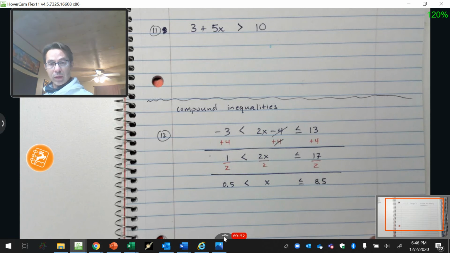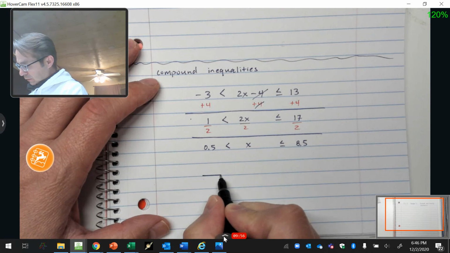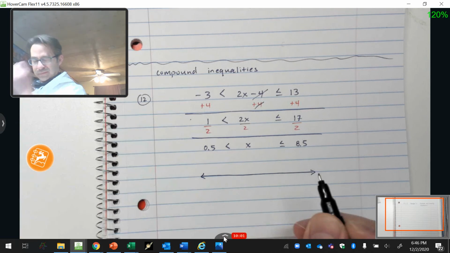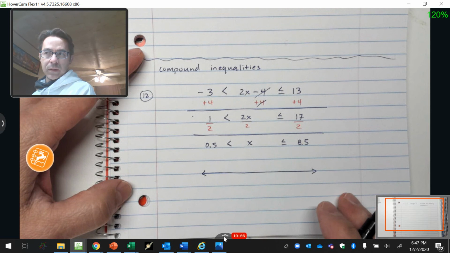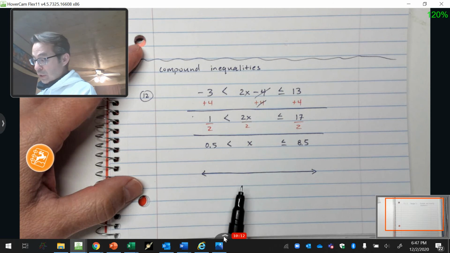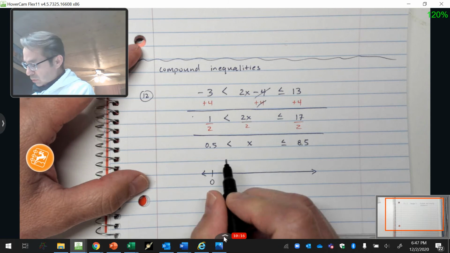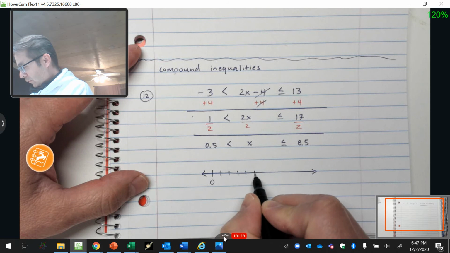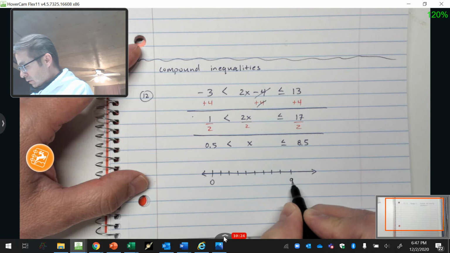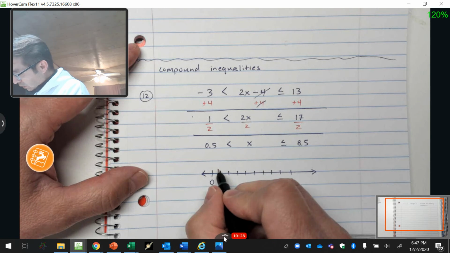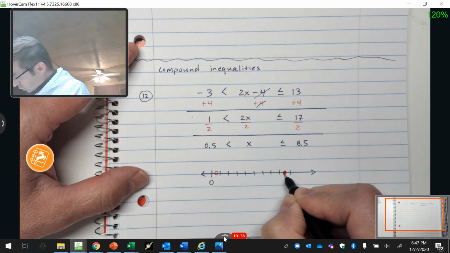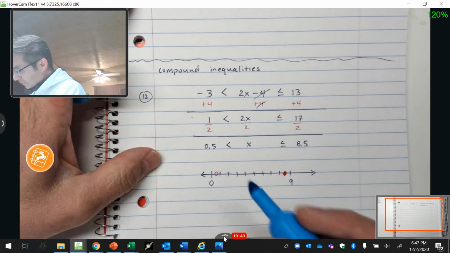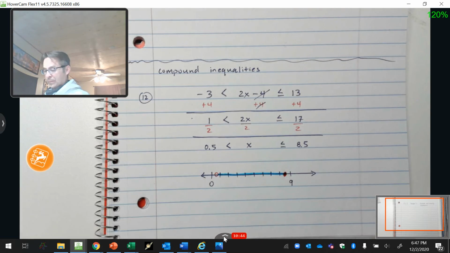Okay, these you do have to graph, because I definitely want to make sure you know how to graph these. When you graph, generally, you only use integers on your number line. So 0, 1, 2, 3, 4, 5, 6, 7, 8, 9. Okay. And then at 0.5, we need an open circle. And then at 8.5, we need a closed circle. And then you just connect them. Use my highlighter. Like so.